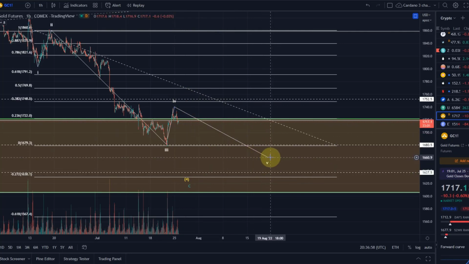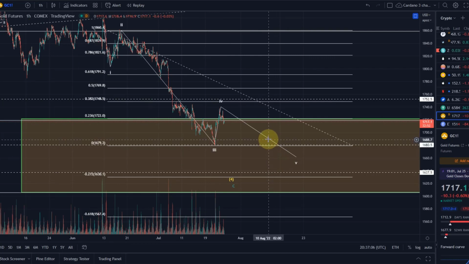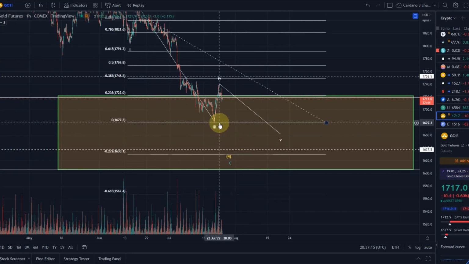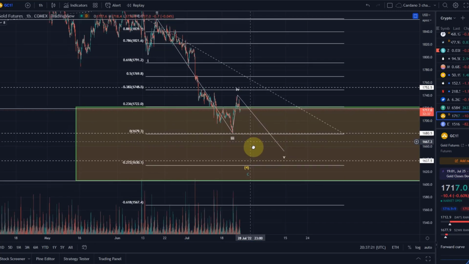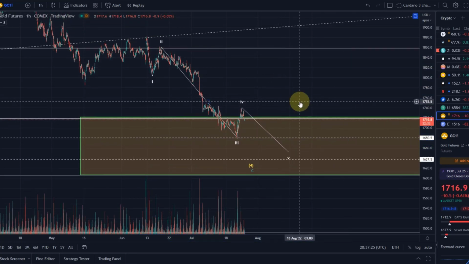That should then be the final wave that should really finish this overall correction. And ideally, we do not break below 1605 or 1600. That is the 50% fib level. So obviously we've reached here the 1680 level already, so of course I have to expect that the wave 5 goes below that level. And we can also calculate the target for the wave 5.